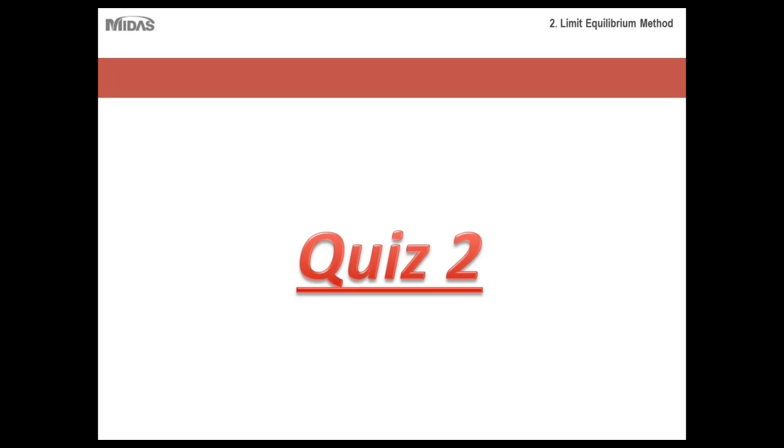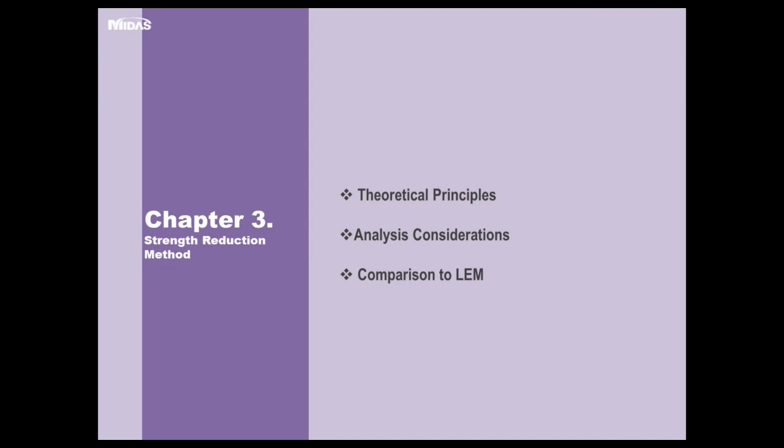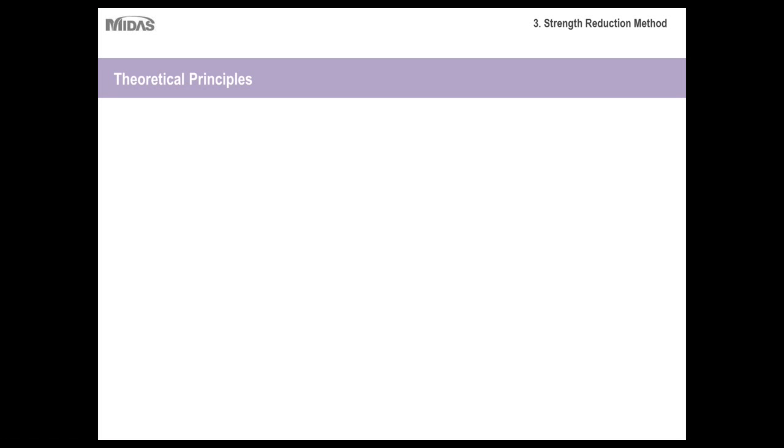Okay, so now we'll just have another quiz. Once again, it's 3 questions, and you'll have up to 5 minutes. Okay, so I see that everyone has submitted their quiz. So now let's move forward into Chapter 3. We'll go over the strength reduction method.